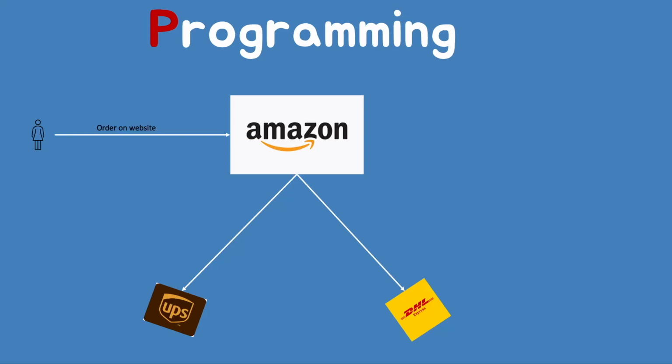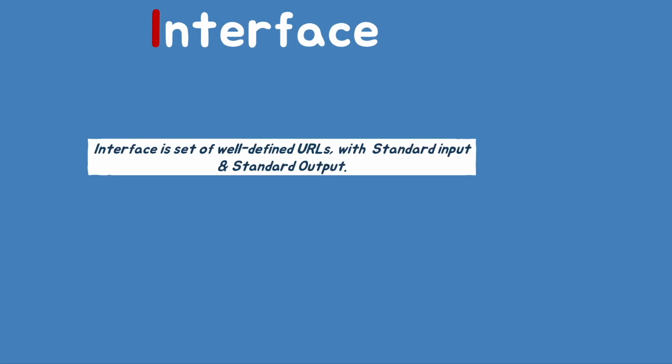etc. or chat. As we talked, one application can talk to another, but how do they really know each other? Where to connect them? That's where interface comes into the picture. Interface is a set of well-defined URLs with standard input and standard output. For example, there is one URL given to get the delivery partner list and another URL to post or submit informing specific partners based on slots available with them.